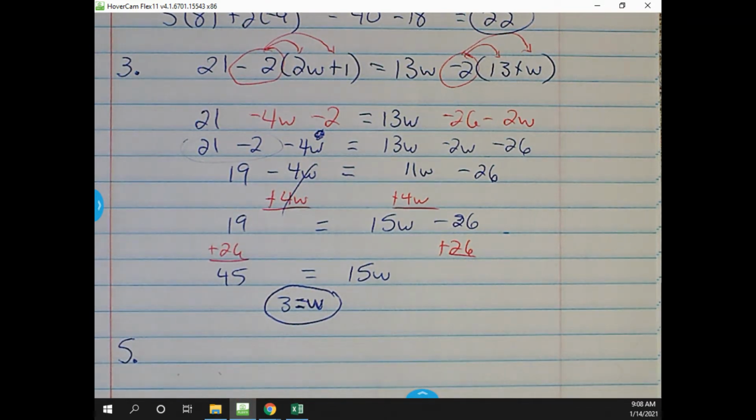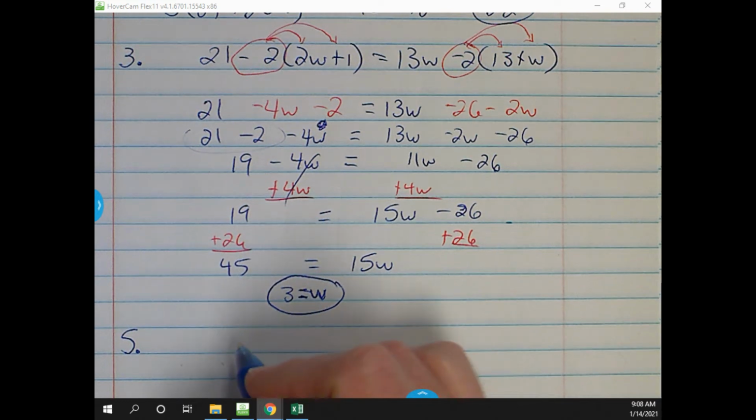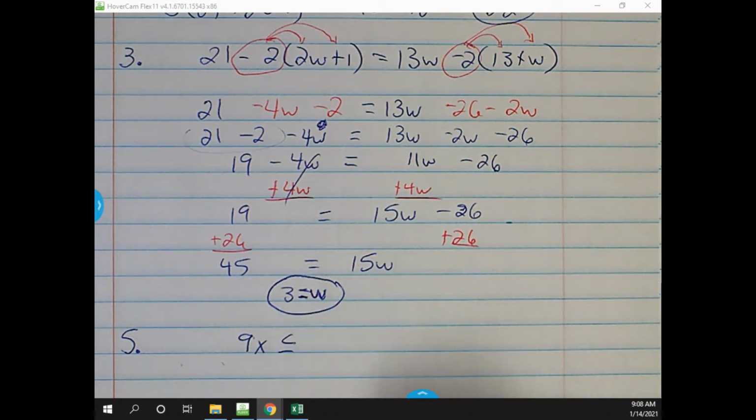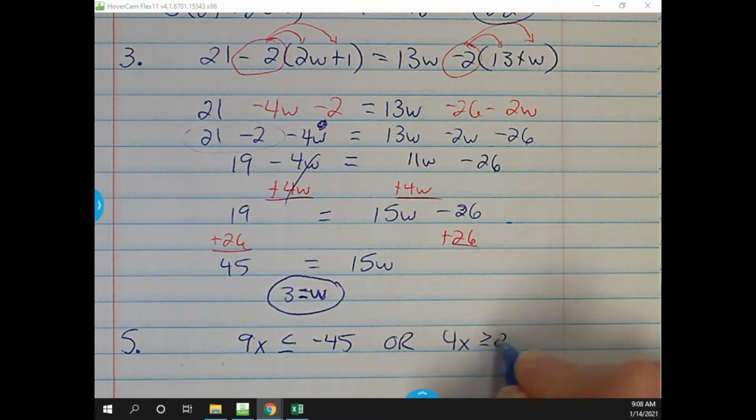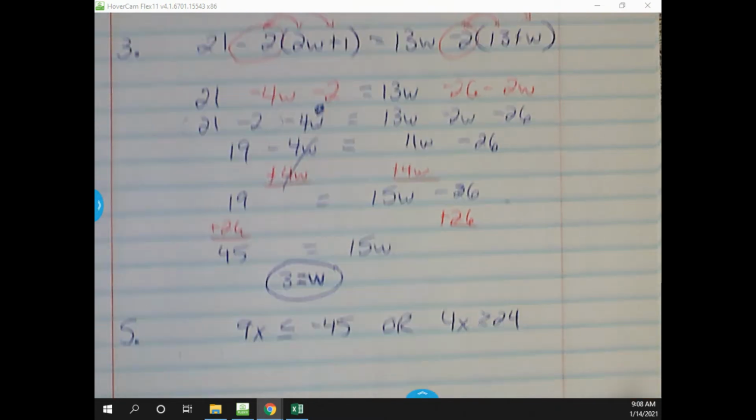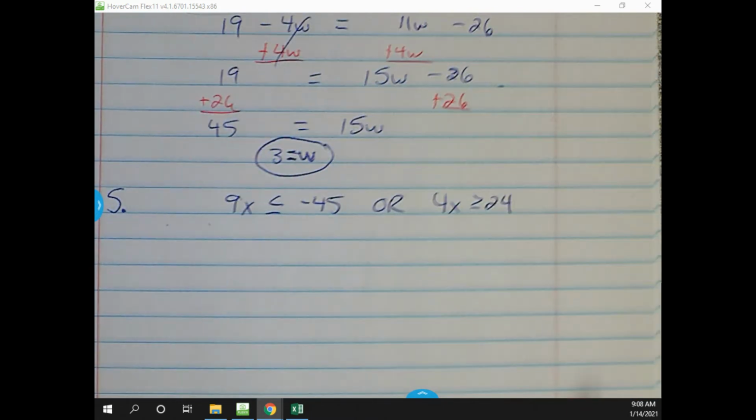Okay, number 5. This one is solving a compound inequality, and it's 9x less than or equal to -45, or 4x is greater than or equal to 24.